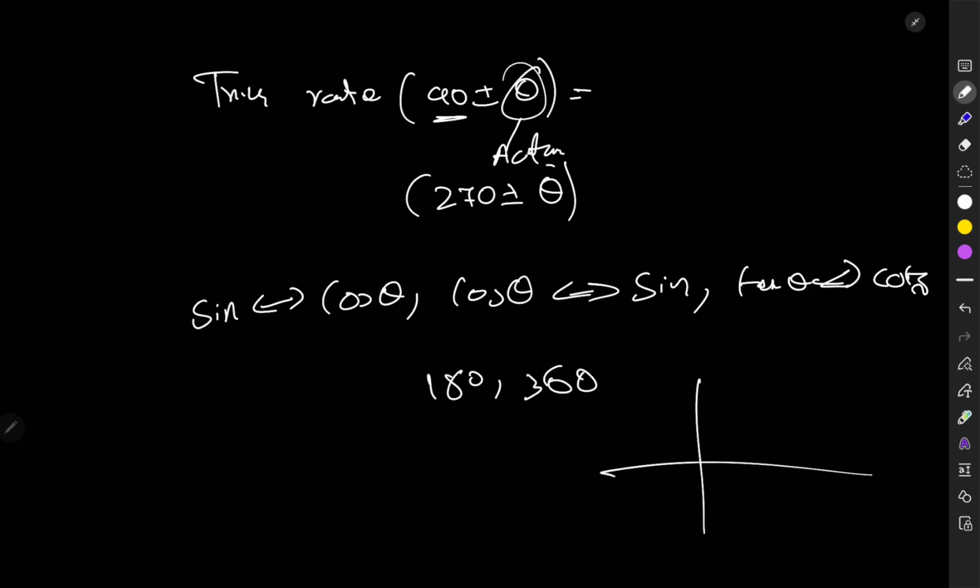So basically, if they ask 90 plus theta, 90 is here, plus theta will be somewhere here, lying in the second quadrant. In the second quadrant, sine is positive. So if there is sine here, we'll get a positive value. If there is cos here, we'll get a negative value. Hope you understand this.